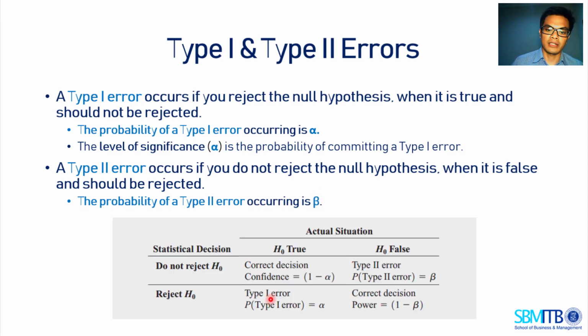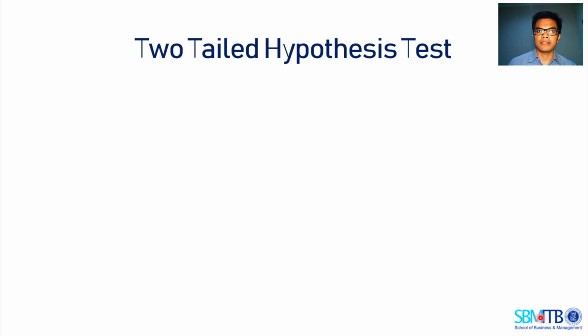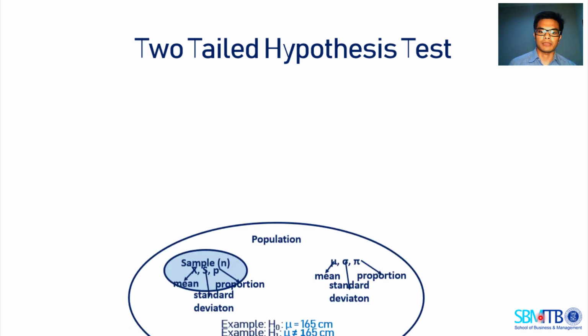In tabular manner, we can see the type 1 error occurs when you reject the null hypothesis, but in the actual situation, H null is true. The probability of making this error is denoted by alpha, or the level of significance. Conversely, the type 2 error occurs when you do not reject the null hypothesis, but actually H null has to be rejected. Let's see the application of this alpha concept in the following example.